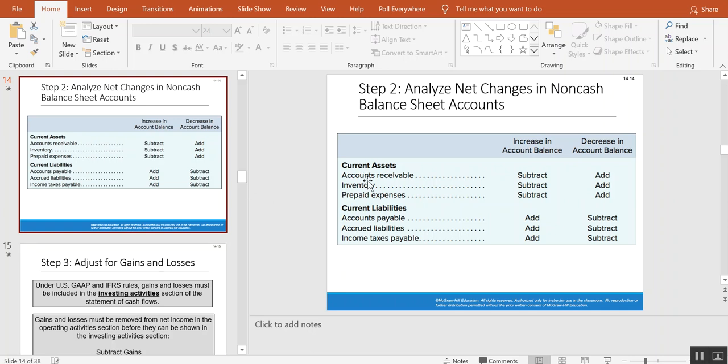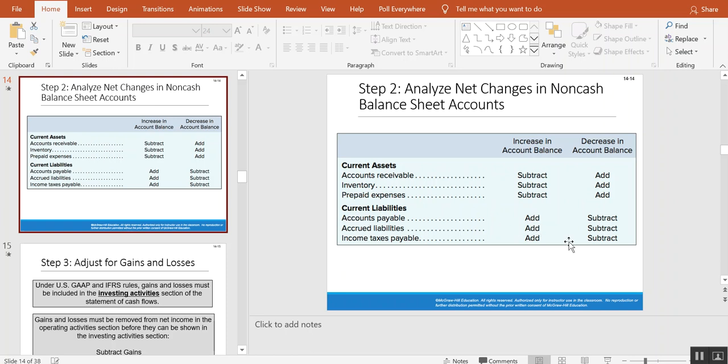When we look at current assets and accounts receivable, if there's an increase in an account balance, we subtract it from the cash flow. If there's a decrease, we add it in the cash flow. The increase means that we're not collecting as much cash. The decrease means we're collecting more cash. Inventory is the same way, and prepaid expenses are the same way. Increases in these accounts mean that we're not selling enough inventory to generate cash, or we're not using up our prepaid expenses as quickly as we anticipated.